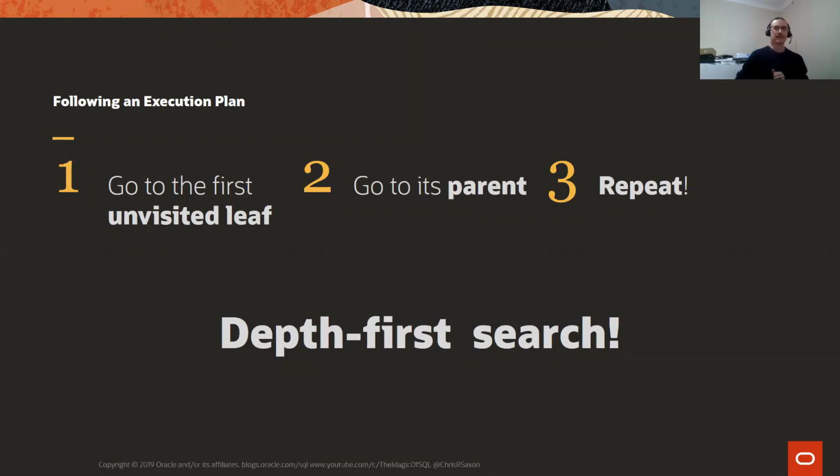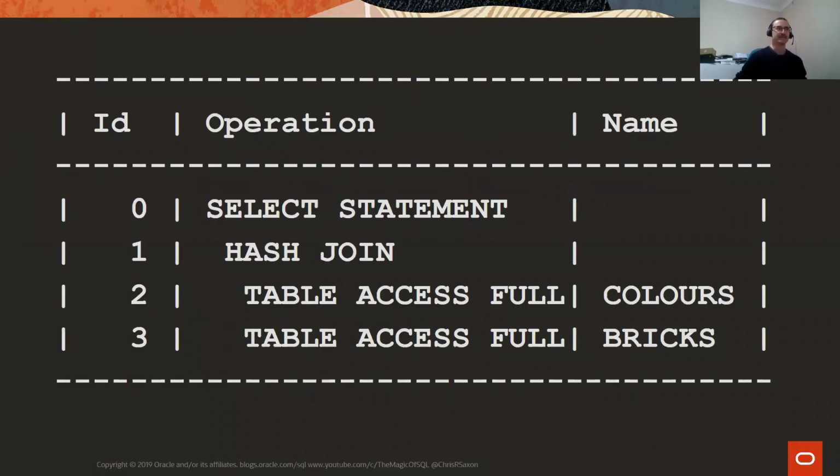Okay, so let's bring up our plan again. So this is just our basic two-table join. So remember, first thing we need to do, start at our select statement at the top and travel down the plan to the first unvisited leaf. So that is the top operation in the plan with no children. That's the full scan of the colors table. So we go down to that. Once we've done that, read all those rows, we pass them back up to its parent, the hash join.